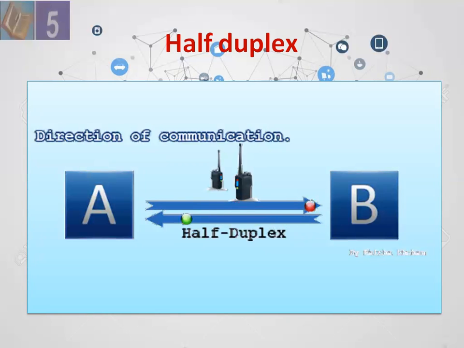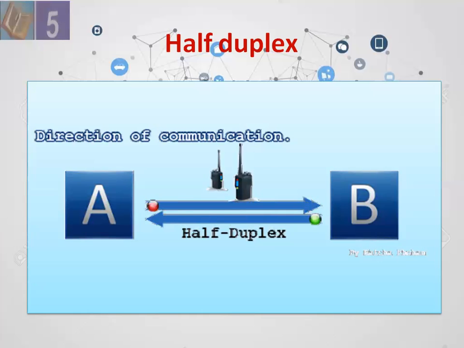So in half duplex mode, the communication takes place in both directions, but not at the same time. The signal can only be sent or received at one time. A common example of this type of communication is the use of a walkie-talkie, where each person communicating must indicate when they have finished speaking.